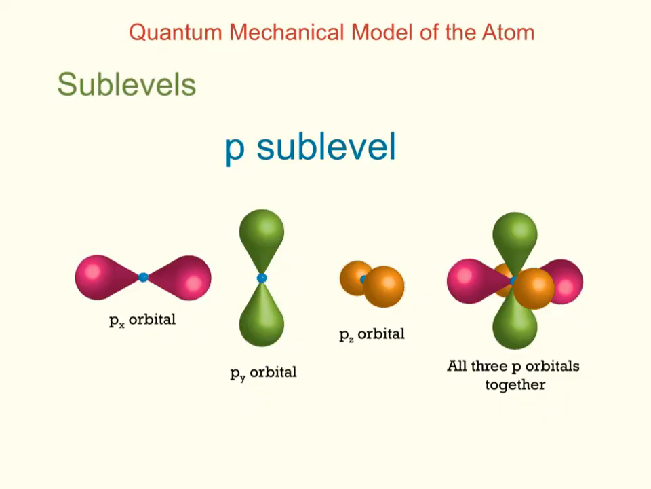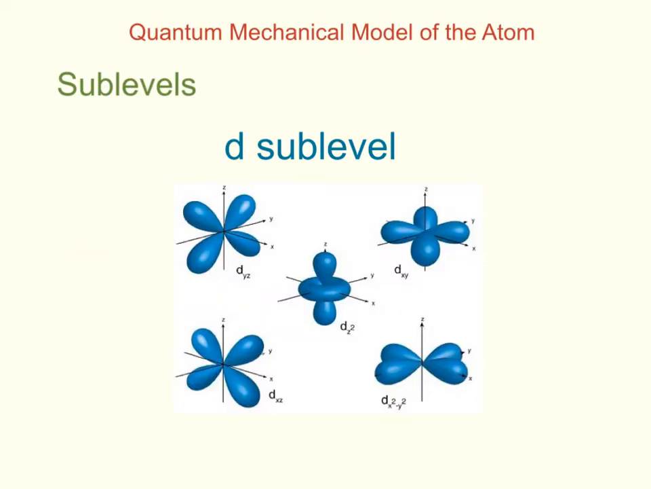The d sublevel actually has 5 different orbitals, each with a different shape, and it's sort of this variation of a double dumbbell or a clover type shape, except for this 5th one, which is really unique to all of the other 4.